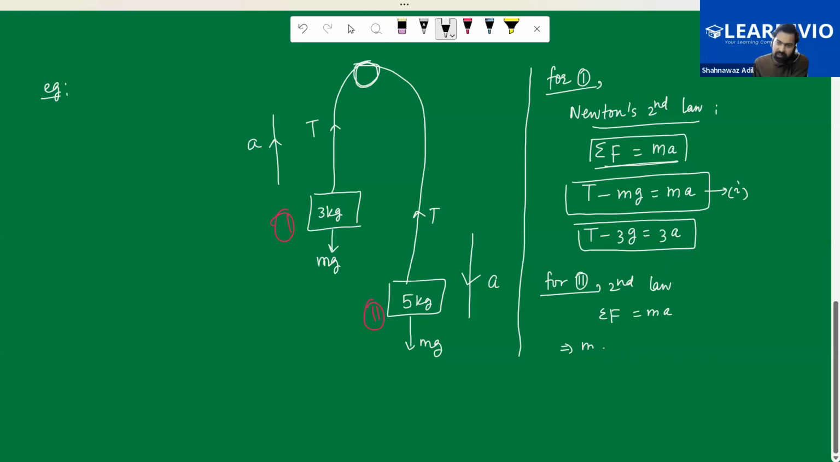Now we have this mg minus T, and this would be mg, right? So how much is this thing? This is 5g minus T, and that is 5a. So this is the second equation.